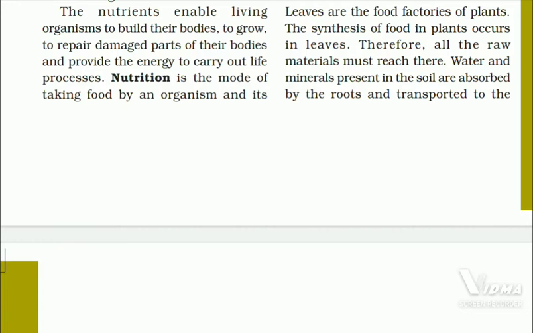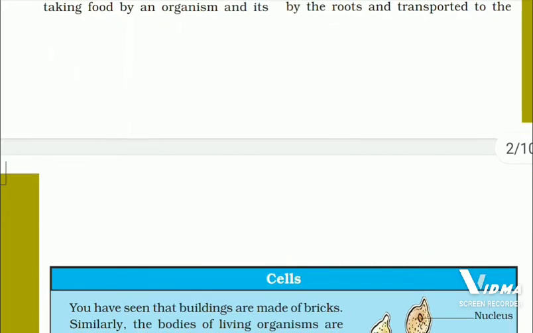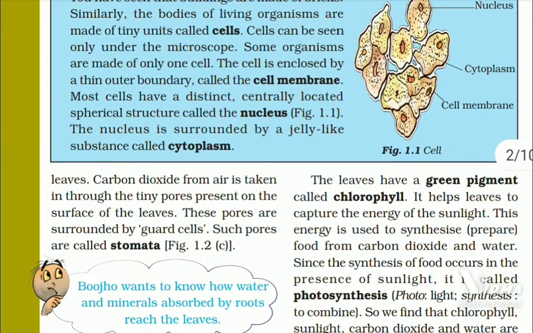As roots are present very deep in the ground, they penetrate under the ground. So the minerals get absorbed with the help of roots, and then all the minerals get transported to the leaves. Now the carbon dioxide from the air is taken in through the tiny pores present on the surface of leaves.